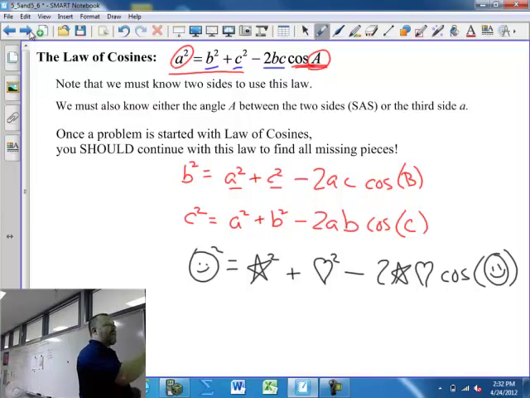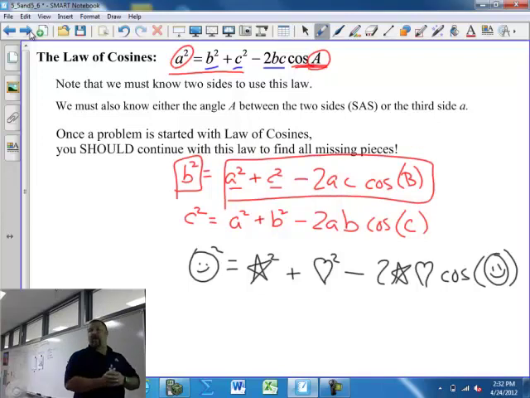Your job is going to be either solve for a side, which means you're going to plug all this wonderful stuff into your calculator and take the square root of it, or you're going to solve for an angle, which means you've got to rearrange this whole mess and solve for cosine of b.